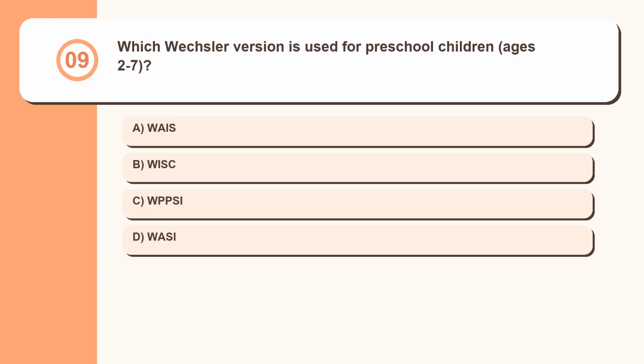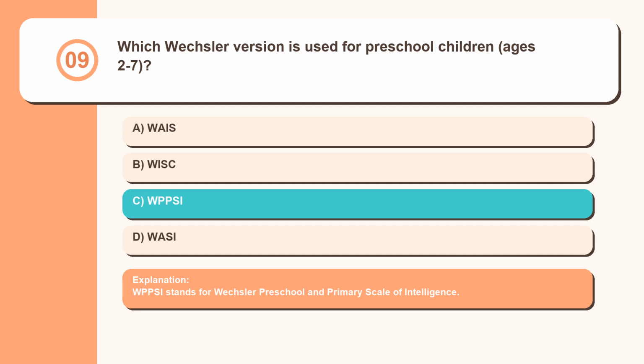Question 9. Which Wechsler version is used for preschool children, ages 2 to 7? WAIS, WISC, OPSI, WASI. OPSI stands for Wechsler Preschool and Primary Scale of Intelligence.